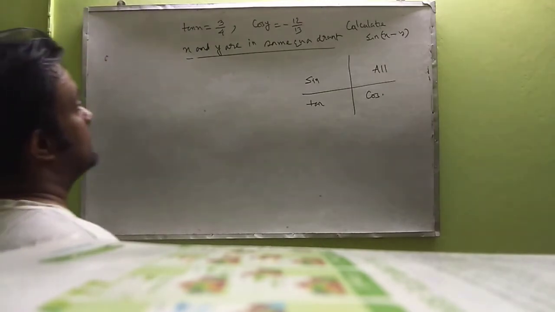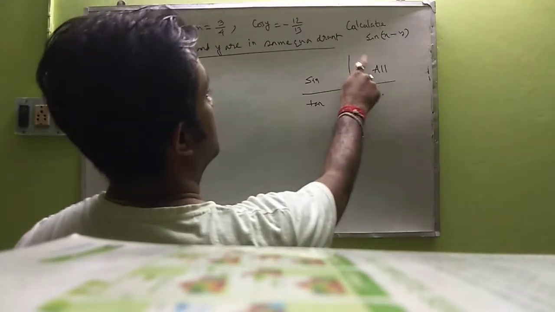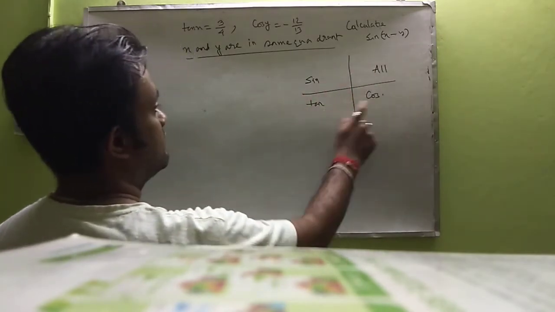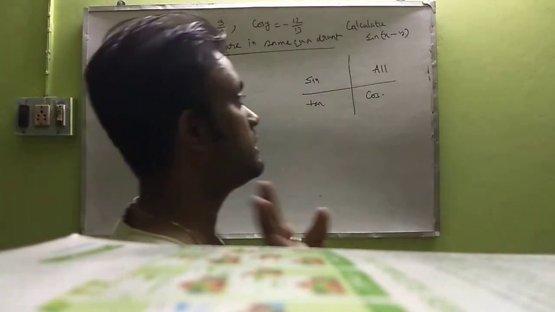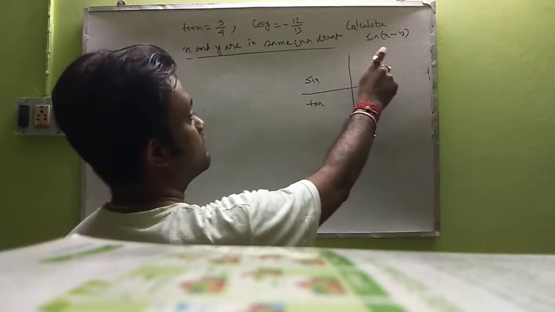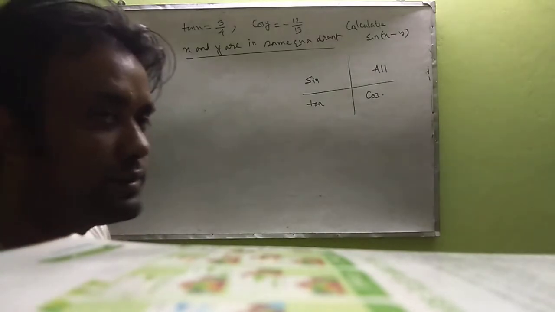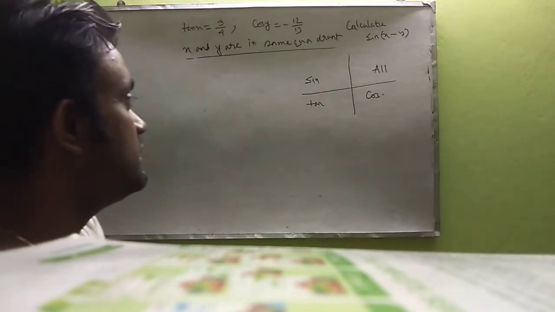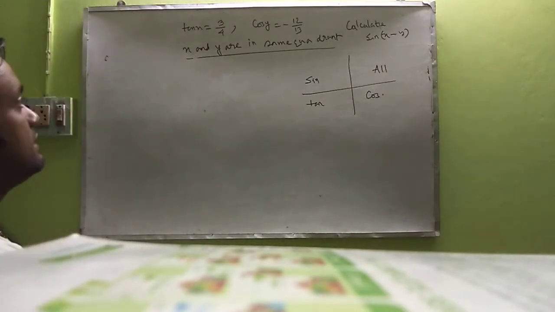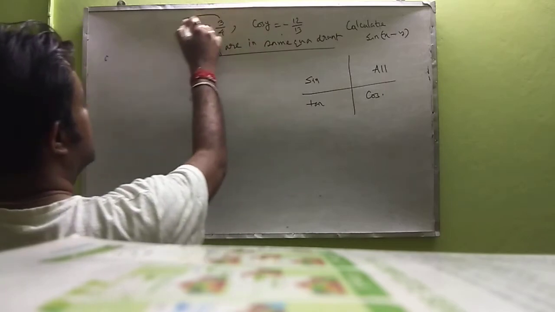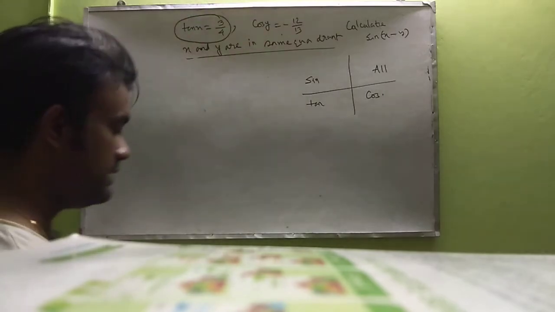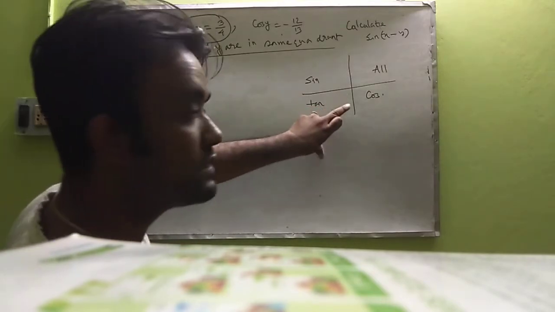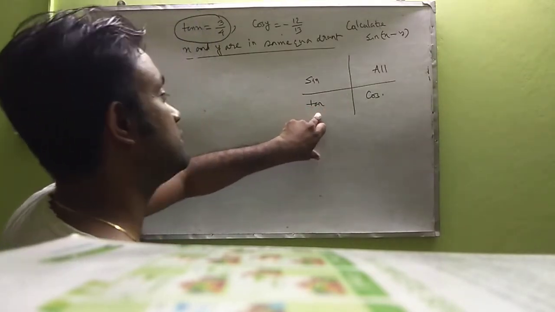So we know about the coordinate system, all sine, tan, cos. In the first quadrant all are positive, second quadrant sine is positive, third quadrant tan is positive, and fourth quadrant cos is positive. Here cos y is negative, but tan x is positive. So in the third quadrant, tan is positive, cos is negative.